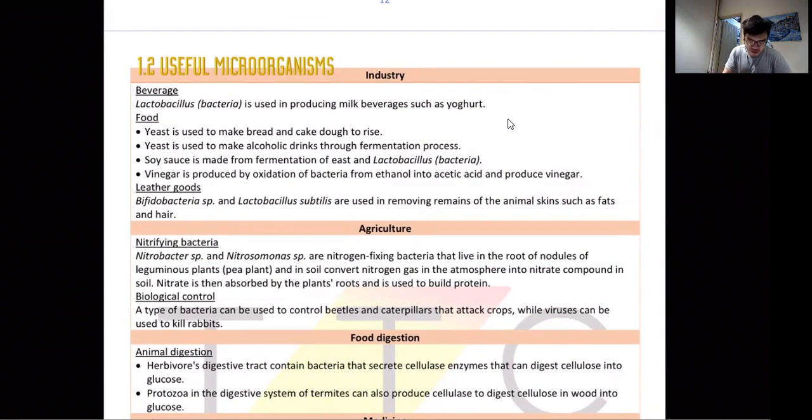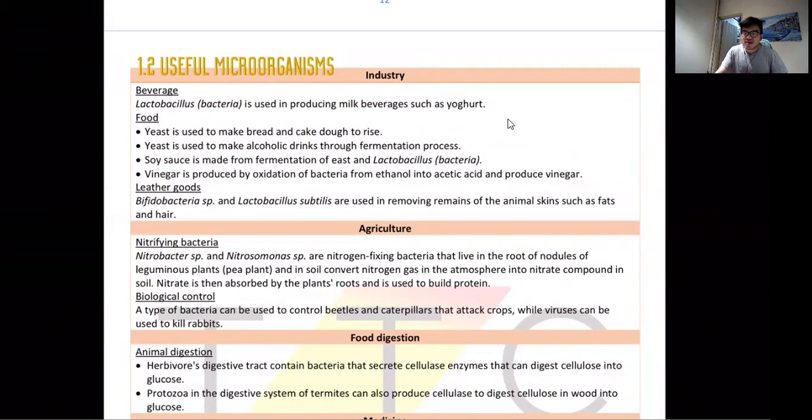So number 1, beverage. Lactobacillus, a bacteria, is used in producing milk beverages such as yogurt. So what is lactobacillus? This is the bacteria that is found in your gut. You eat yogurt, you drink Vitagen or Yakult to make your gut healthier. Eating this makes your gut healthy. You're less likely to get colon cancer, indigestion, or any kind of food poisoning, because this lactobacillus actually protects your gut.